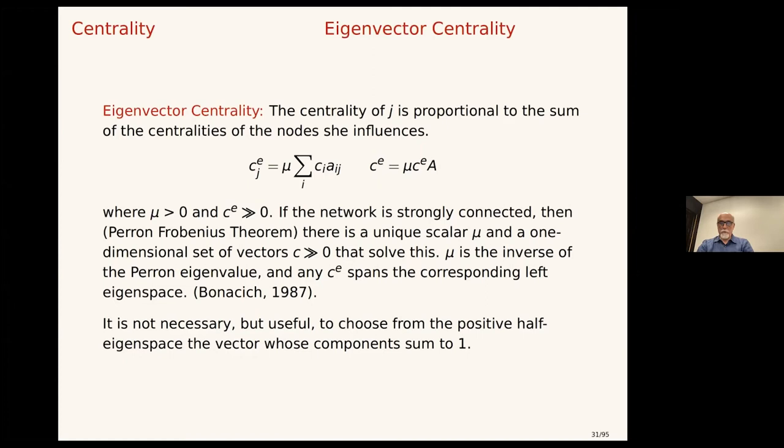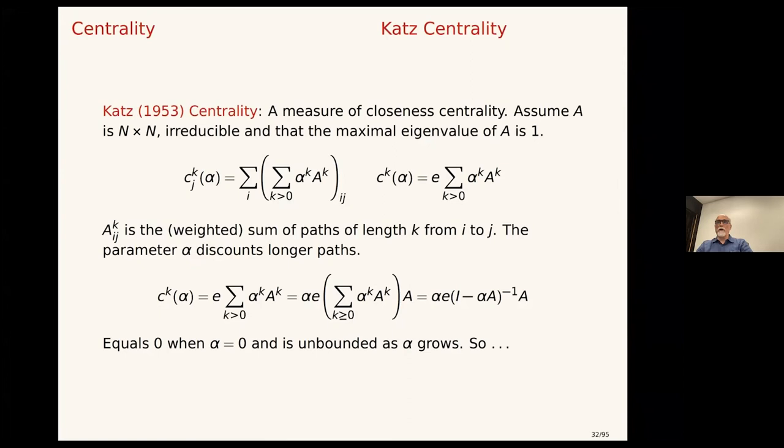There's another kind of centrality. This is another way of measuring: closeness centrality. This is due to a guy named Leo Katz. In 1953, he wrote a paper. This paper is about as old as I am. It says that assume that A is n by n and irreducible.